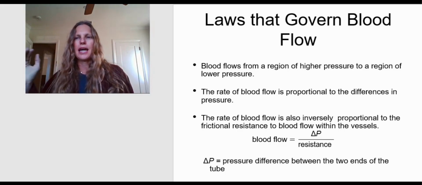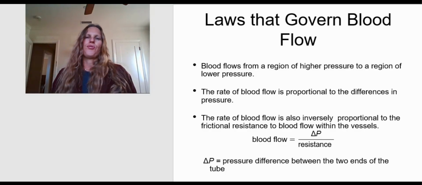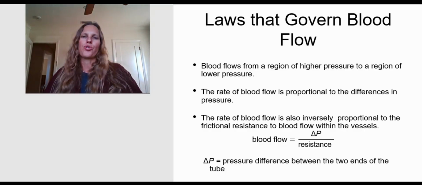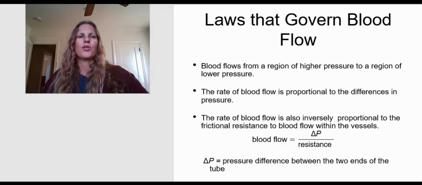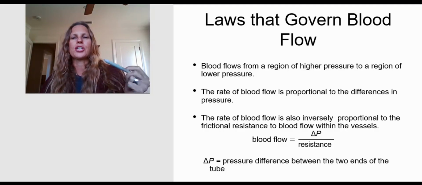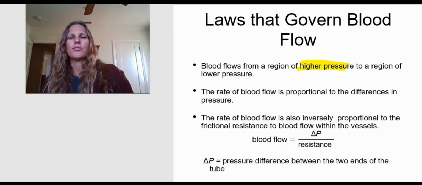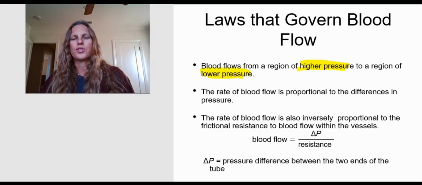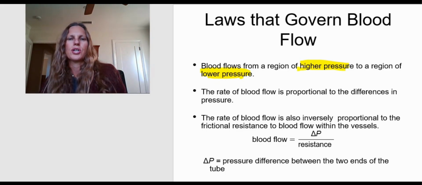So what we're looking at now is how is blood flow controlled? So there's some laws, of course, that govern how blood flows. One thing for sure that we need to understand is blood is going to flow from a region of higher pressure to lower pressure, high to low. That makes sense. That's a gradient. Gradients allow for things to move. So this is a pressure gradient. Blood will flow from a region of high pressure to a region of low pressure.